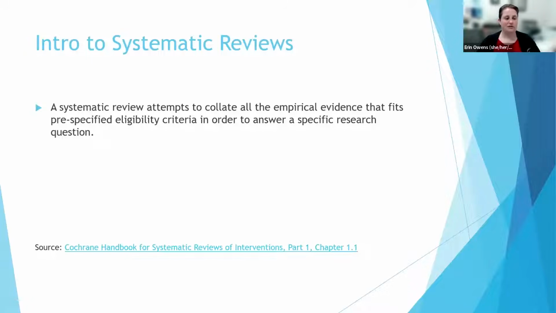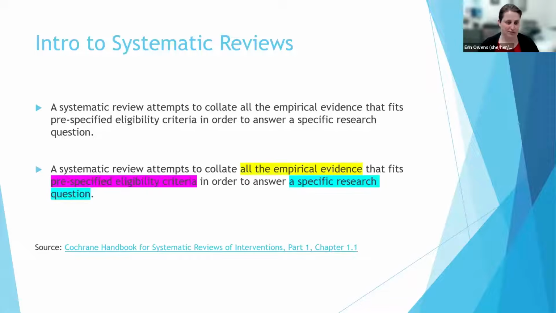So when we do a systematic review, we're attempting to collate all the empirical evidence that fits pre-specified eligibility criteria in order to answer a specific research question. I've highlighted a few pieces of that I think are very key. We're trying to be as comprehensive as possible, collecting all the evidence that we can. We do specify our criteria in advance so that we have a set plan, and then we're implementing that plan. And we do start with a very specific research question that will drive our search.